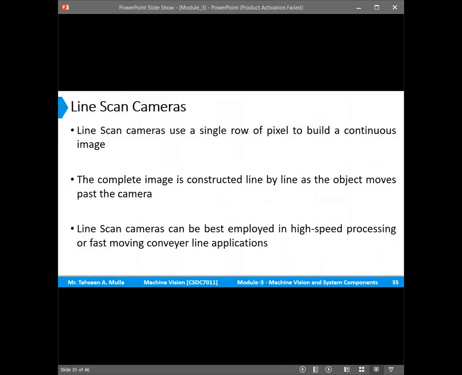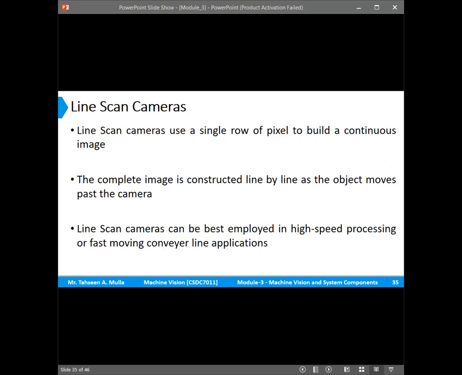Now, this is a very easy concept, as we've seen in the previous images how area cameras work. A line scan camera uses a single row of pixels to build a continuous image. The moment any object goes under the camera, it starts to read it line by line, right? So the complete image is constructed line by line as the object moves past the camera.